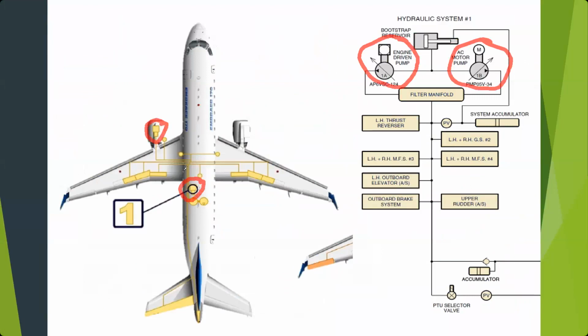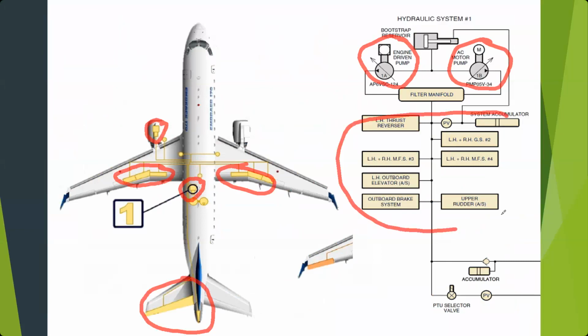So it talks about the left and right multifunction spoilers. Those are these ones shown on the wing. The multifunction spoilers and the ground spoilers are shown here, as well as the upper rudder and the left-hand elevator. Okay, so these are all your users that I circled, which are shown down here. Okay.